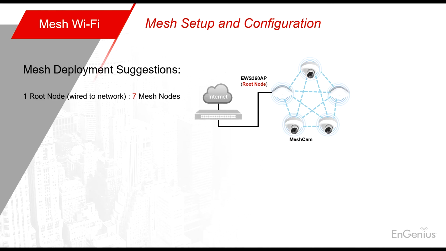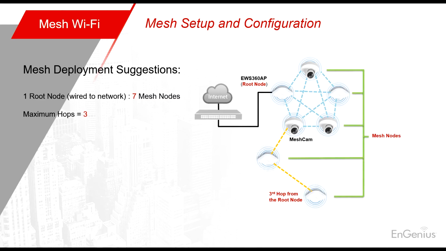So in order to have a better connection, you need to have more root nodes. The maximum number of hops that we recommend is 3. So if you're looking at a linear topology from the root node and then you have 3 hops, this is our recommended number of hops. Again, you can have more than that, but the bandwidth and throughput may be low and your latency can increase.